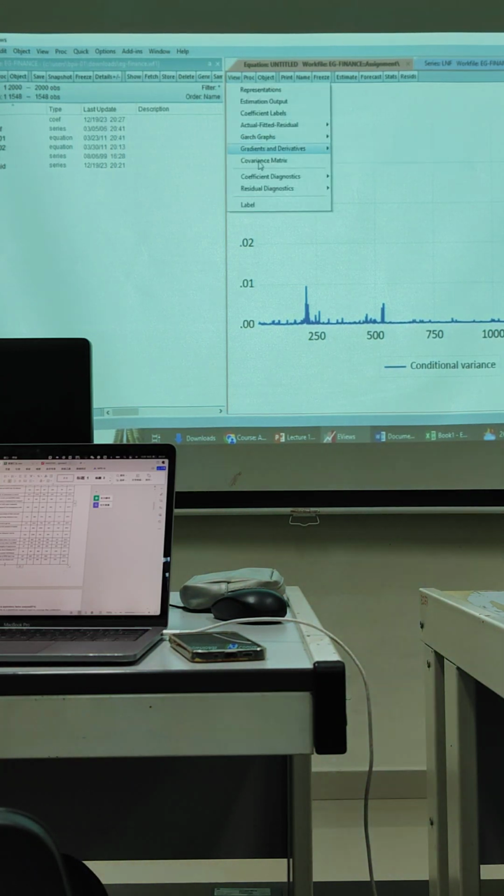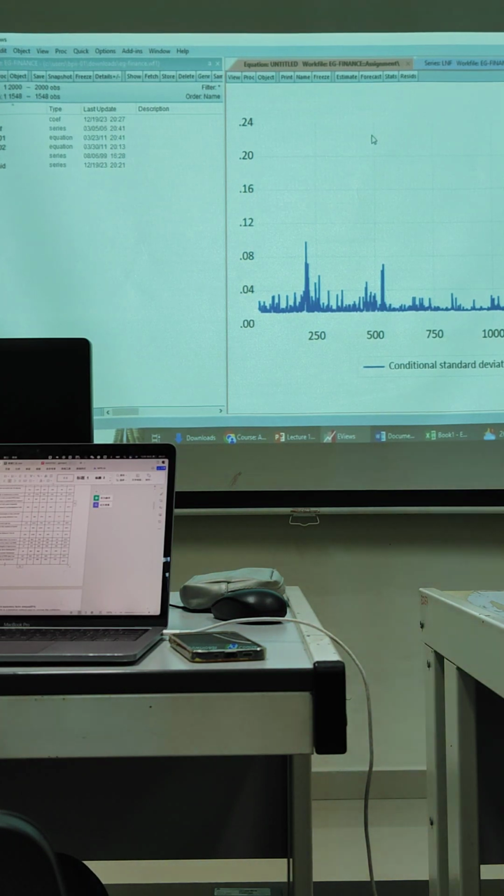You can see the particular risk during this period. Then how about if you go to the GARCH graph, standard deviation? Yeah, because it's different, right? Because the square root of the variance becomes the standard deviation. So you can see the standard deviation. It is a little bit of a different story compared to the conditional variance series just now.